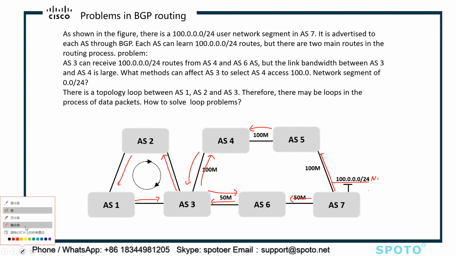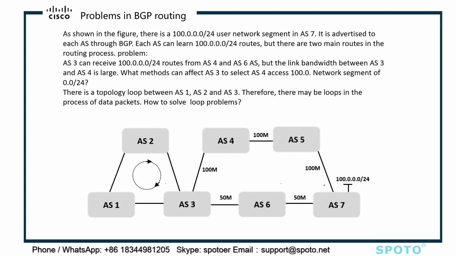Actually, in this situation, we can see AS3 can learn routes from AS4, and also AS3 can learn routes from AS6. So this is the first route, and this one is the second route. So how can AS3 select the route? We can see this link has a bandwidth of 100, but this link is 50, 100. So we want AS3 to learn the route from AS4. So how can we control the route? Actually, in this topology, we have these 2 different questions, and then we need to know how BGP can control the route and prevent the loop.